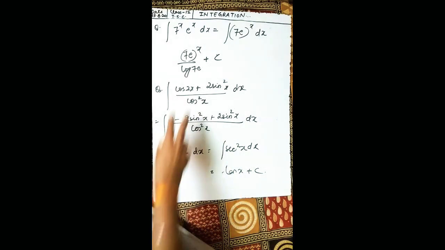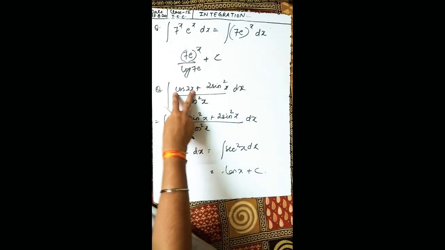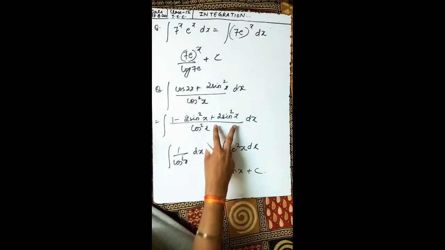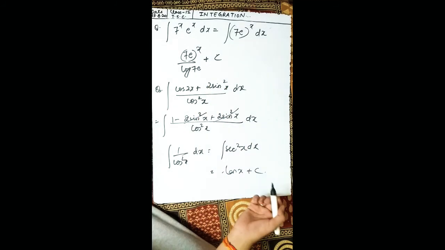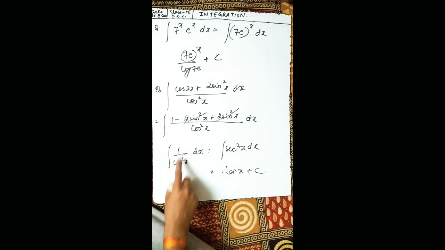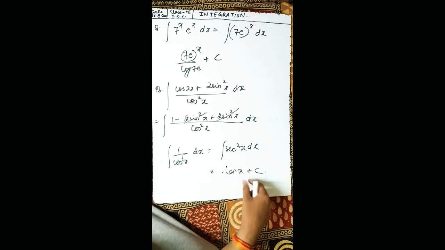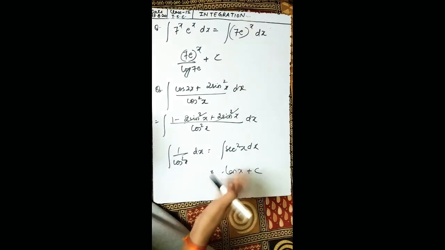Coming to this one, cos 2x plus 2 sin square x upon cos square x. In place of cos 2x, we can use the identity 1 minus 2 sin square x, and plus 2 sin square x upon cos square x. These two you can easily cancel. We are left with 1 upon cos square x dx. 1 upon cos square is what? Sec square x dx, and we know integration of sec square x is tan x plus c. So this is the first exercise.